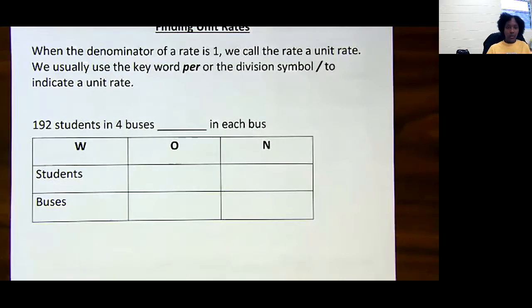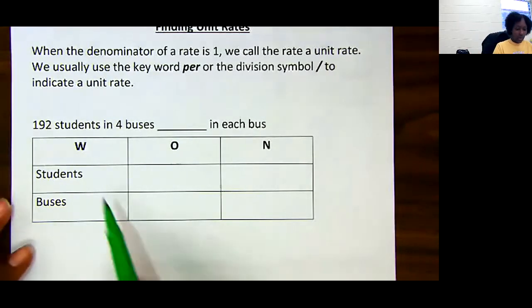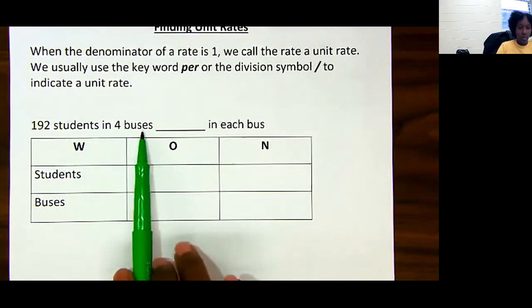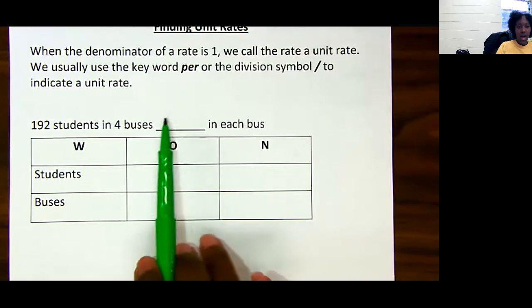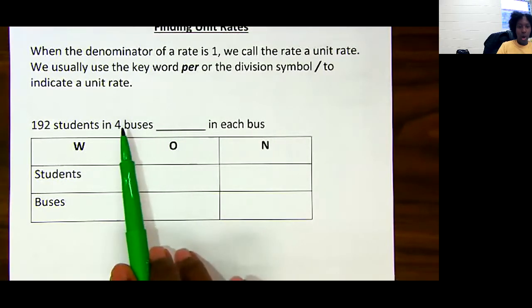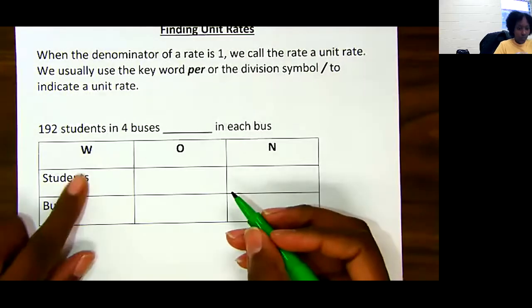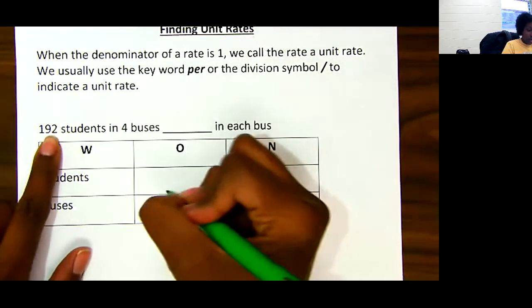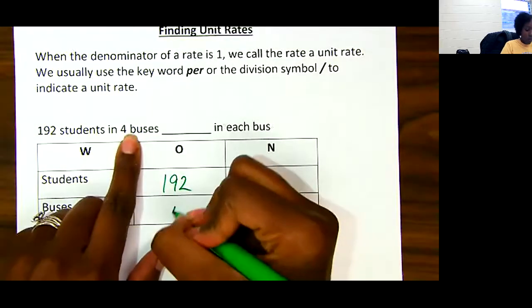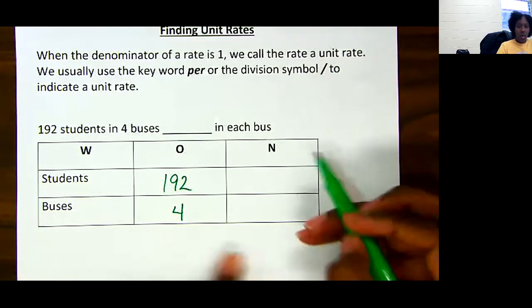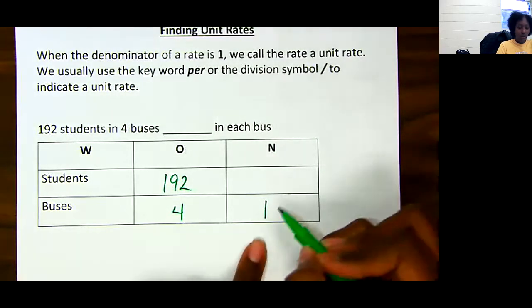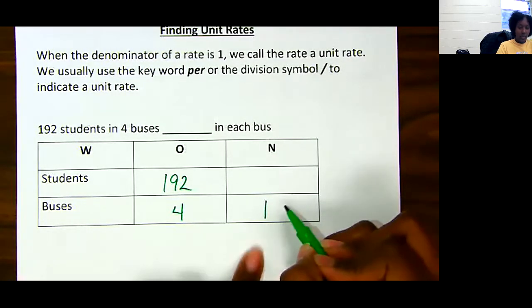So let's take a look at this first example. Look, we still have our WAN chart. It says 192 students in 4 buses. They want to know how many of these students is in each bus. How many students for one bus? So let's go ahead and fill in what we know. For students, we know that we have a total of 192. And we know that we have a total of 4 buses, okay? They want to know for each bus. If it's each bus, that means I want to know how much for one bus, okay?